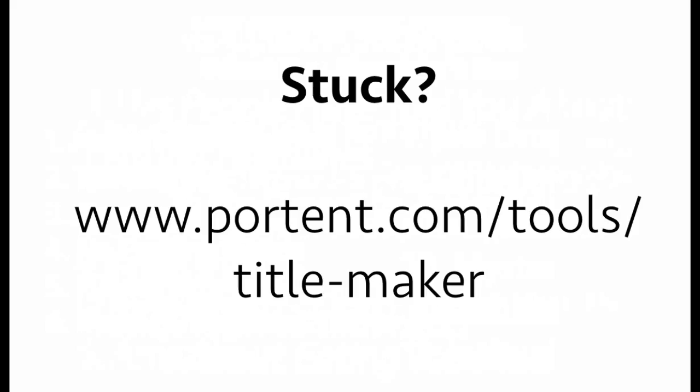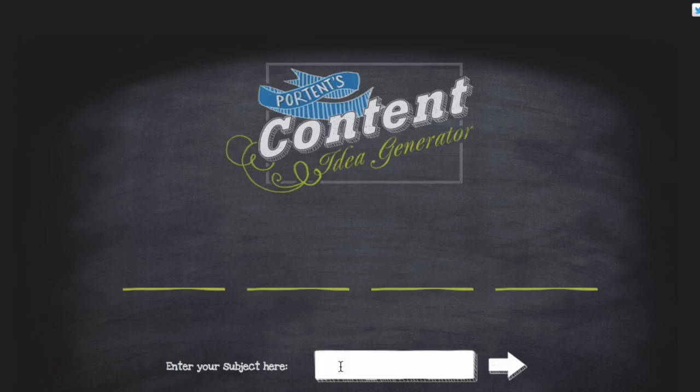If you're ever stuck and you want some headline ideas, a great tool for this is called portent.com/tool/title maker. What this does is you put in a keyword, and it gives you some ideas of what to write about and the headlines that go with that. So let me show you how this works. So here's what it looks like when you go to the link I just gave you. In this little box here, just type in a small keyword you want to write an article about.